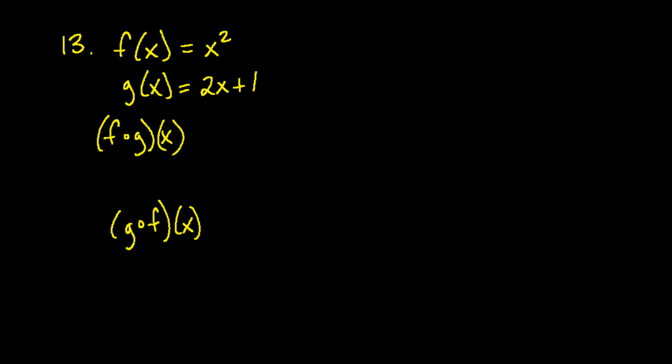26/9. Number 13 is a composition of two functions. They want us to calculate f of g of x and g of f of x in functional form. So f o g of x written like this is the same as f of g of x written like that. And what I like to do is substitute the g of x for g of x first. So I leave the f on the outside and I put g of x inside the parentheses. And you can see g of x is 2x plus 1.